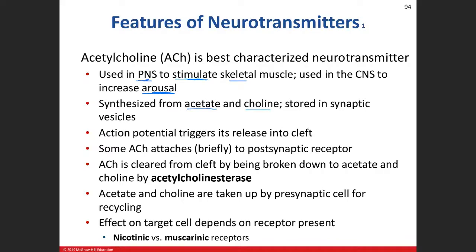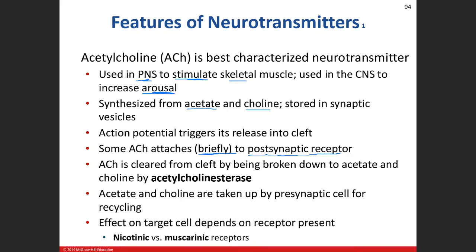It's synthesized from both of those compounds, put together as acetylcholine, and stored in the synaptic vesicles. So we know the story from there. Those synaptic vesicles, when triggered, will release it into the cleft. It diffuses across the cleft and attaches to the postsynaptic receptor for a very short period of time, but long enough to create a signal, to create some sort of action.